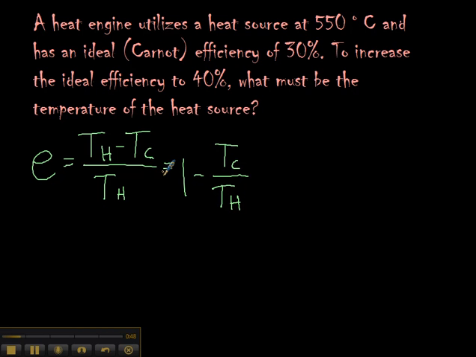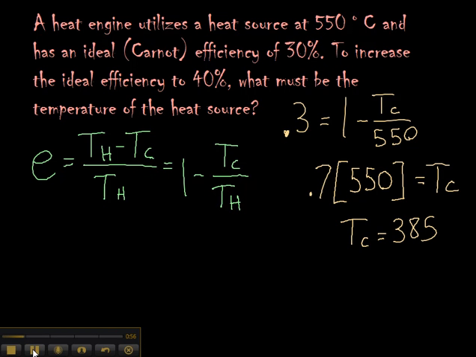And they told you that the efficiency was 30%. So we've got to find out what the cold temperature was in the original situation. All right, so we tossed the numbers in, and they said it was 30% efficiency, so I just toss a 0.3 equals 1 minus whatever the cold temperature was in the first situation at 30% efficiency over the hot temperature, and you just do a little bit of algebra here, and you get the cold temperature was 385 Celsius.